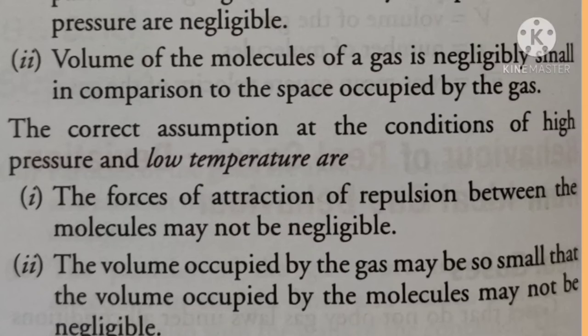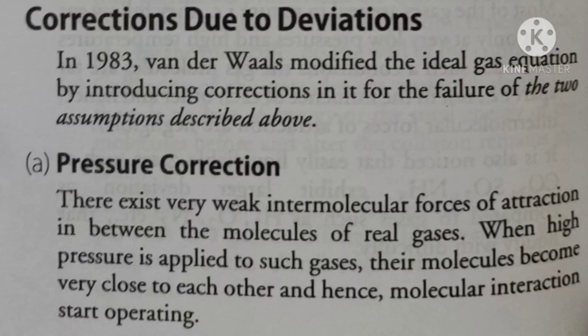The correct assumptions at the conditions of high pressure and low temperature are: first, the forces of attraction or repulsion between the molecules may not be negligible. Second, the volume occupied by the gas may be so small that the volume occupied by the molecules may not be negligible. Now, corrections due to deviations. In 1873, van der Waals modified the ideal gas equation by introducing corrections in it for the failure of the two assumptions described above. The first, pressure correction.